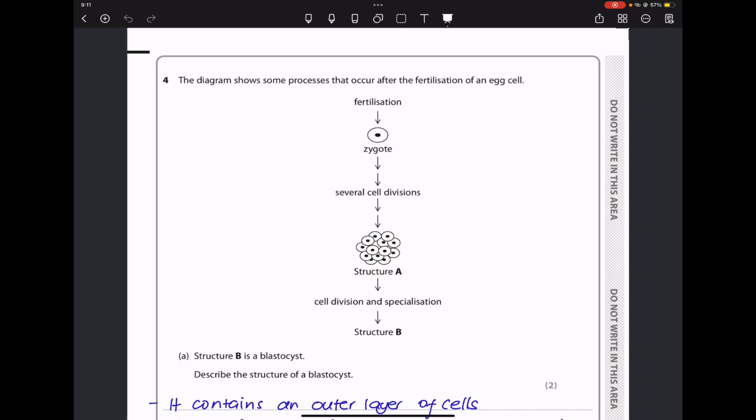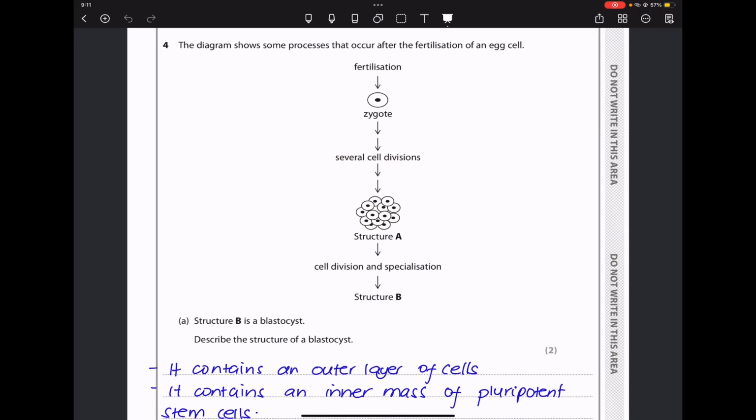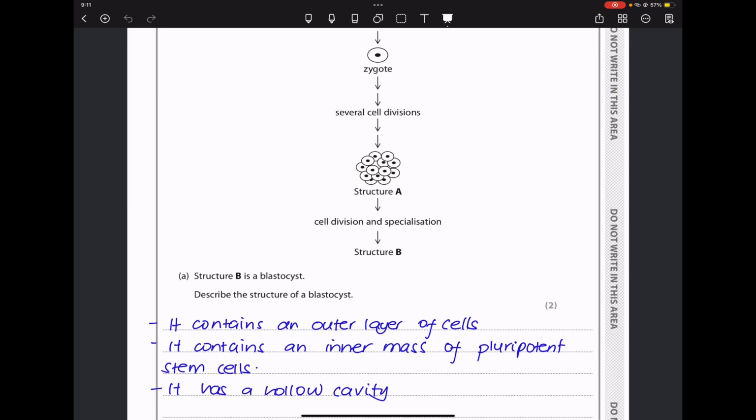Question 4, the diagram shows some processes that occur after the fertilization of an egg cell. So we see fertilization, we go to the zygote, several cell divisions, we see structure A, and then cell division and specialization, we see structure B. So in Part A, they say structure B is the blastocyst. Describe the structure of a blastocyst.